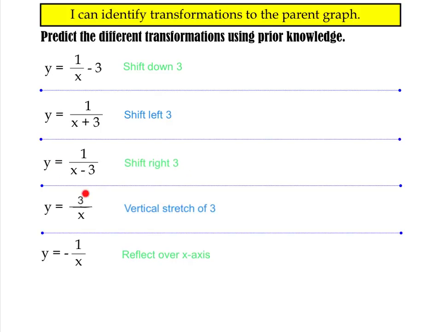When I have increased my numerator, so I'm doing 3 divided by x, it's going to have a vertical stretch of 3, and then that negative is going to reflect the whole graph over the x-axis. So if you noticed, on the parent graph, there were 2 parts to it, quadrant 1 and quadrant 3, so it's going to reflect those to quadrant 2 and quadrant 4.